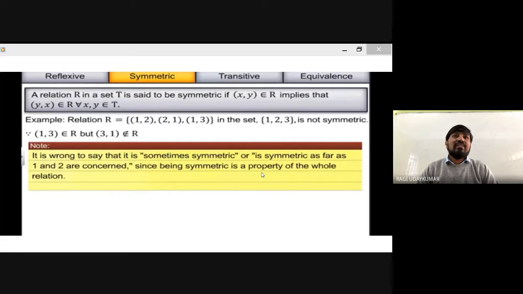But it is wrong to say it is sometimes symmetric. It should satisfy the condition for all the ordered pairs present in that relation. All the ordered pairs should be taken into consideration. That means if (1, 3) is present, then (3, 1) should be present. This is called a symmetric relation.